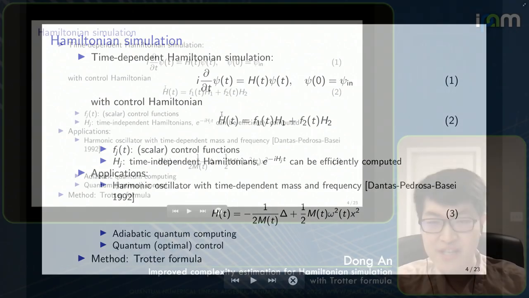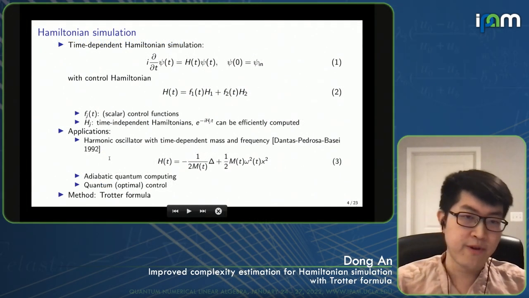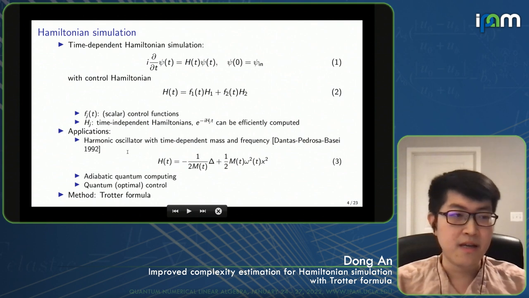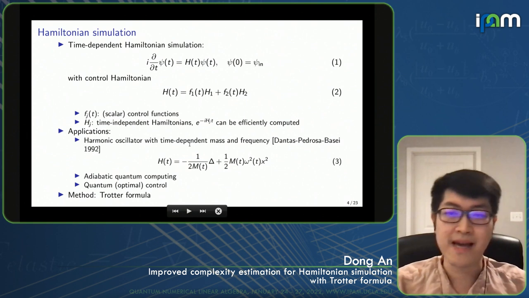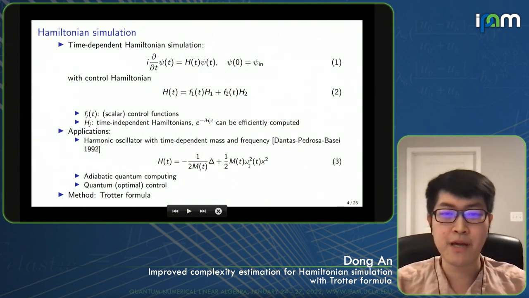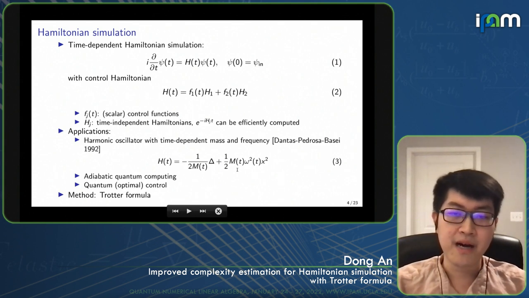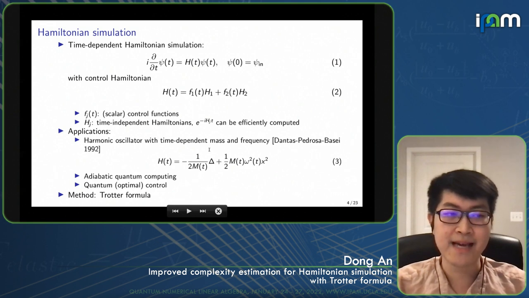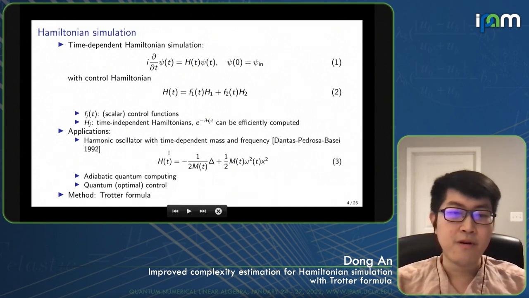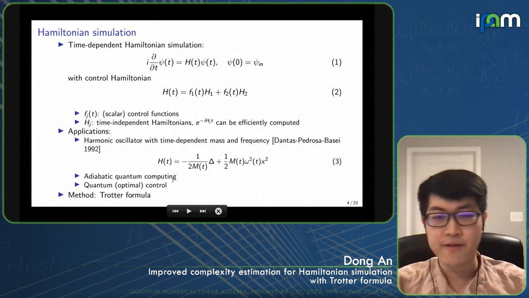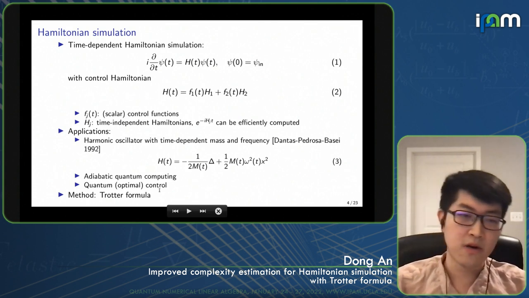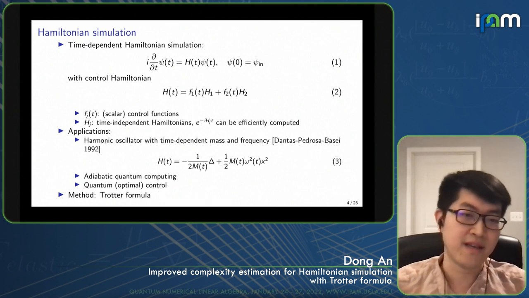And for the applications of this model, I just list three of them. The first is a very old model. It's called the harmonic oscillator with time-dependent mass and frequency. Basically, we have a Schrödinger equation with a Laplacian plus a potential term. But in front of the Laplacian term, we have a mass that is varying with respect to time. The second example is adiabatic quantum computing, and the third example is quantum control, and we will go into more details later in this talk.